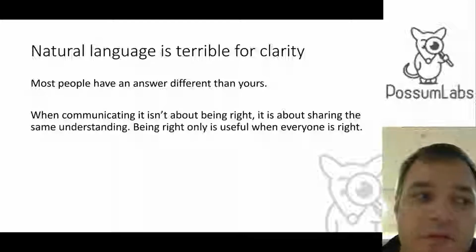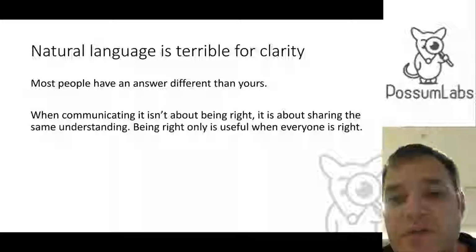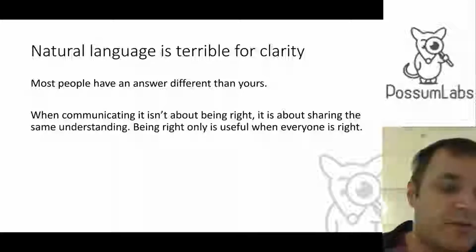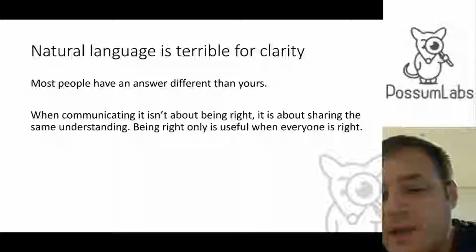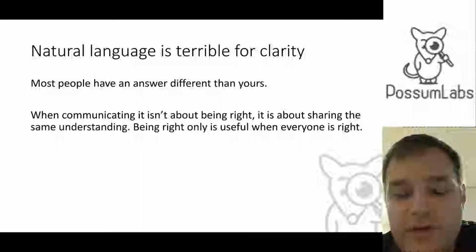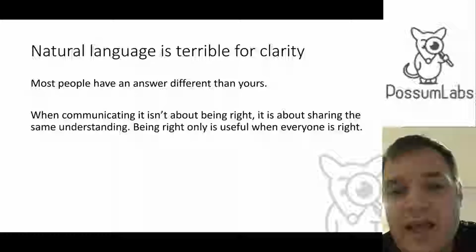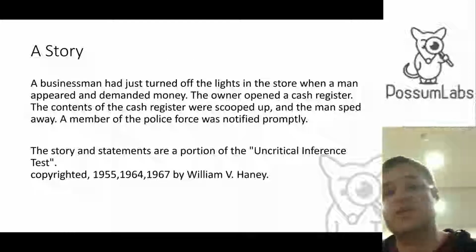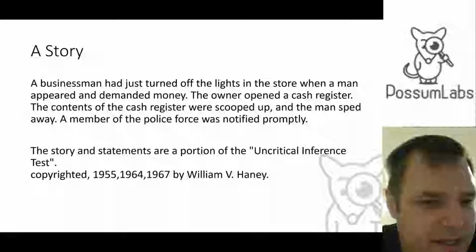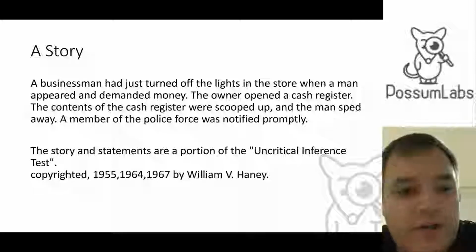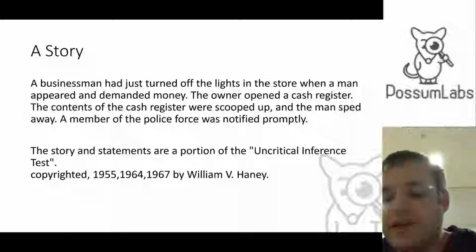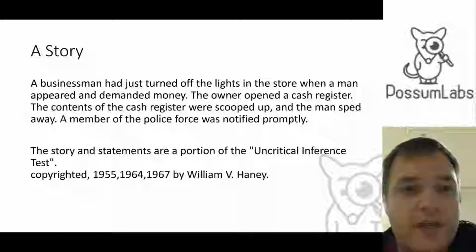But what we're trying to do with this communication is get to the point where everyone has the same understanding. So even though you may have looked at those previous questions and wondered, hey, this is right and this is wrong, there's a correct way to interpret this, it doesn't really help unless everyone has the same interpretation. This story originally came out in 1955, an uncritical inference test. If you had had this information, chances are you would have read the story differently already. You would have had more context.